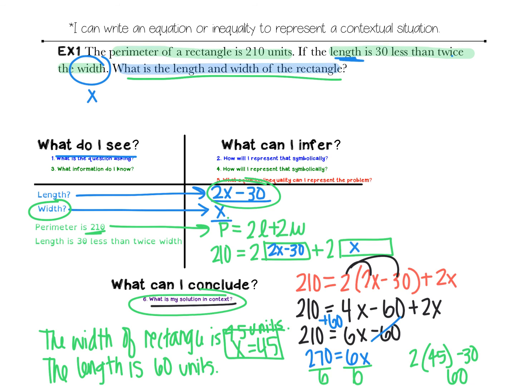Alright, so when I think through these problems, the first thing I always want to do is go to my question. And I'm going to use that to define my variables. My variables always represent what I'm looking for. And then I'm going to look at what do I know in the problem, and I'm going to use that to show symbolically. I'm going to write an equation and solve it, and then my answer is always in context. So it's not just 45 and 60, it's the width is 45 and the length is 60.